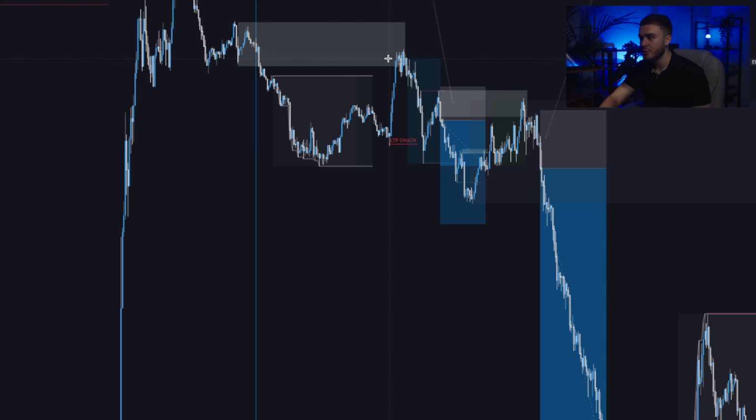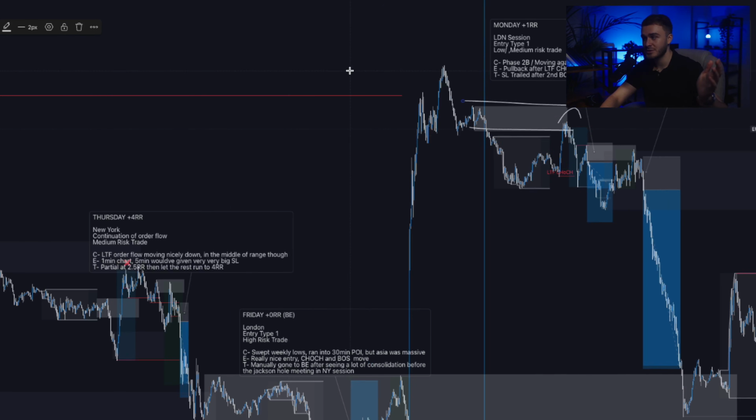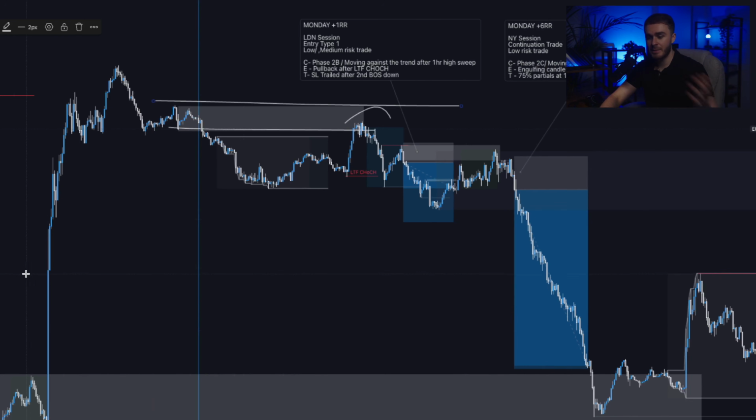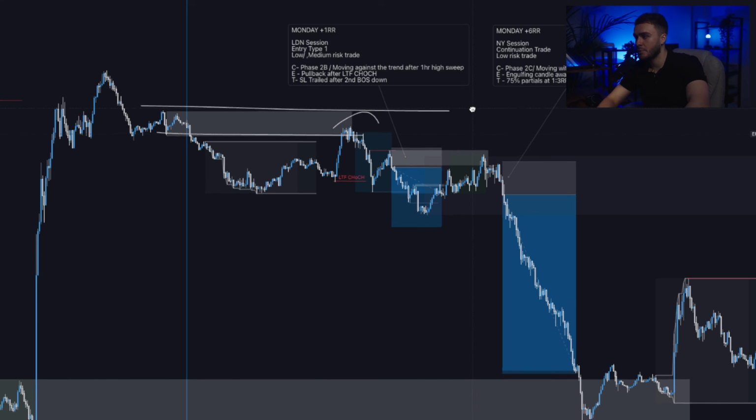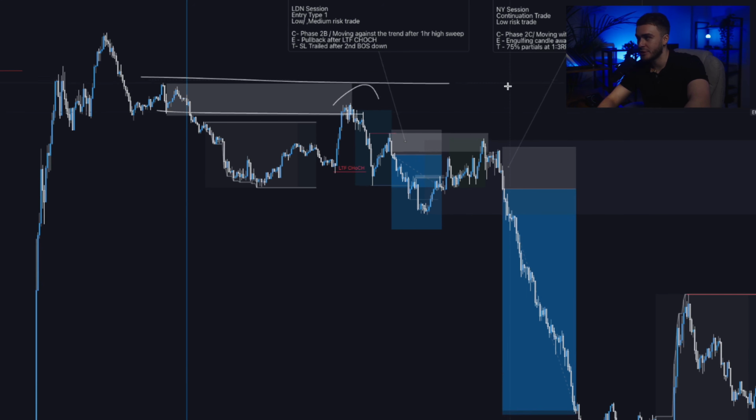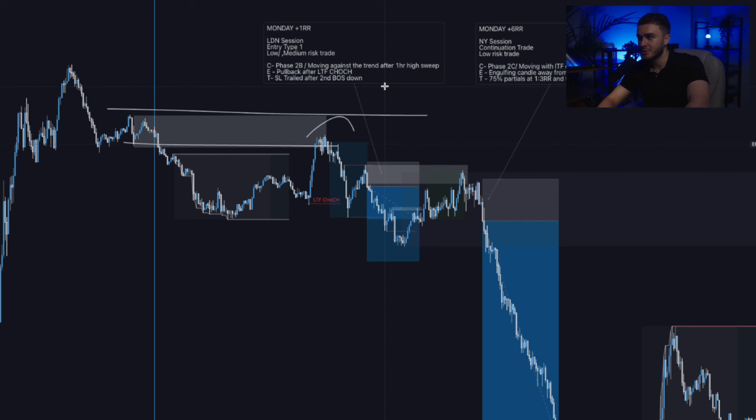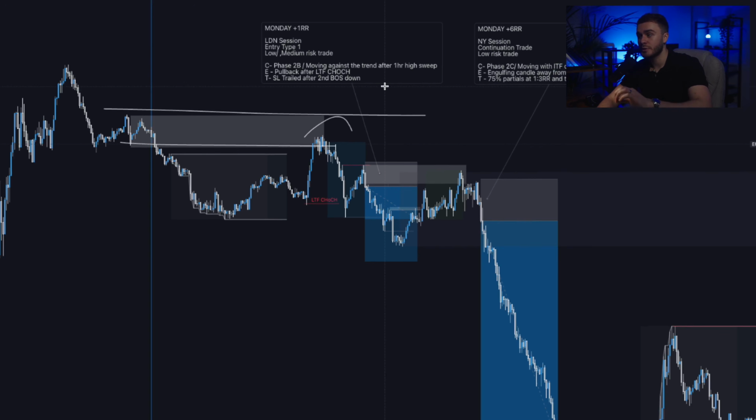Why? Because we know we've had our manipulation. We've reacted from this point of interest. We've even reacted from a massive liquidity sweep on the higher time frames. Imbalances down below. Everything on this setup is looking like an A+ setup. So if we really had to break it down, our London session, it was an entry type 1. The context was great. This is moving as part of our phase 2B, so our students would obviously know about that. And we're moving against a trend after a 1 hour sweep. So this is going to be a low/medium risk trade.